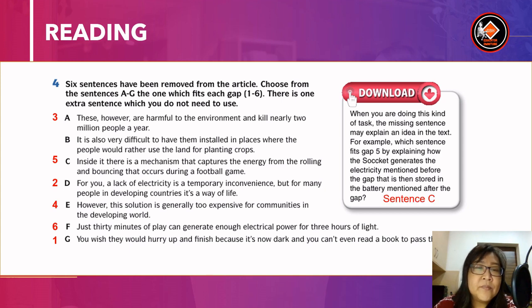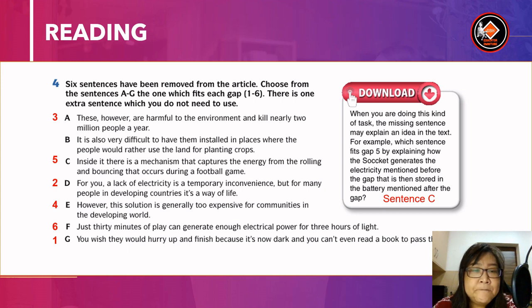Sentence C. So here are the answers we have. A. These, however, are harmful to the environment and kill nearly 2 million people a year. So this is for number 3. And C. Inside it, there is a mechanism that captures the energy from the rolling and bouncing that occurs during a football game. So this is for 5. For D: for you, a lack of electricity is a temporary inconvenience, but for many people in developing countries, it's a way of life. So this is for number 2.